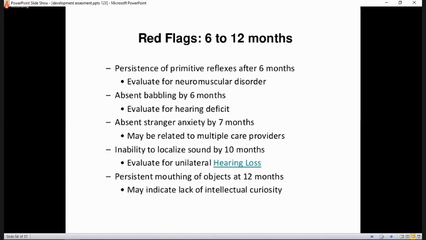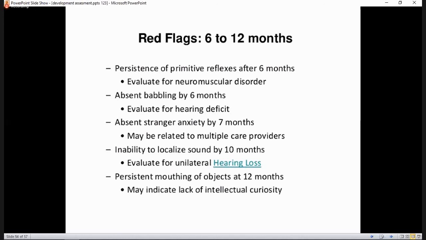If there is an absent babbling sound by the age of 6 months, then you should evaluate for hearing. As you know, if there is a problem in hearing, if there is deafness, automatically the patient does not listen to anything and will not be able to speak. So once the ears are damaged, the child will have great difficulty speaking because he is not listening to what the world is saying.